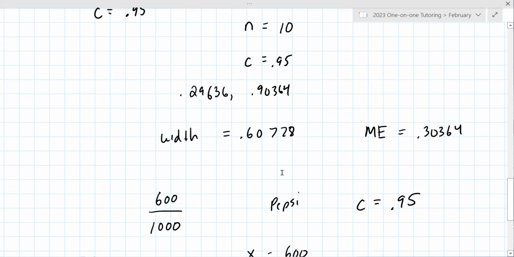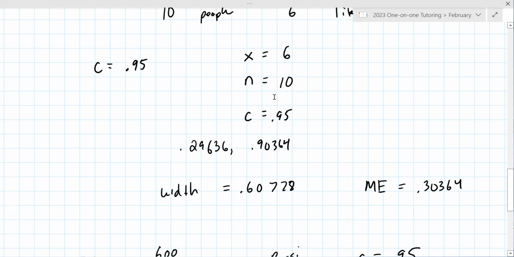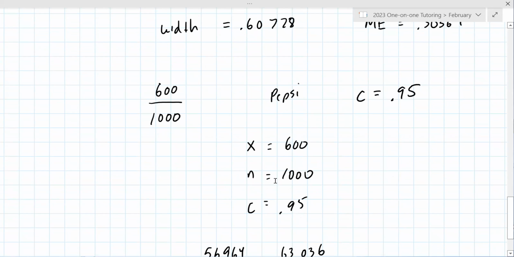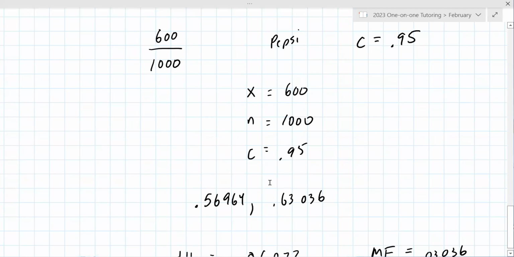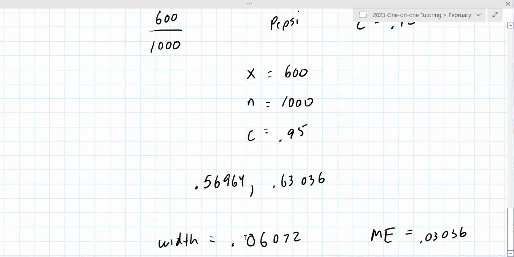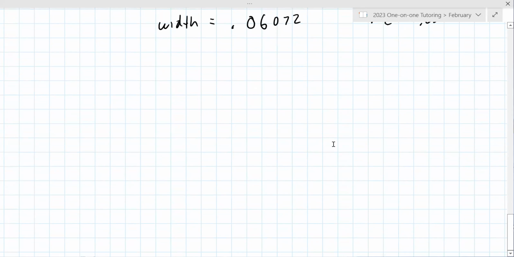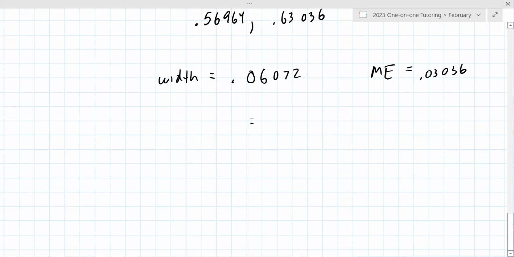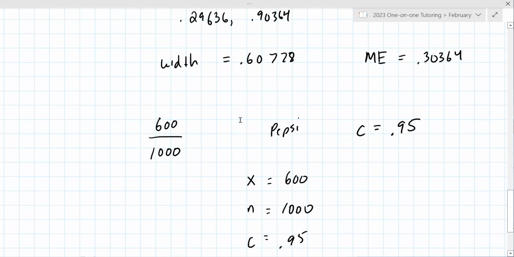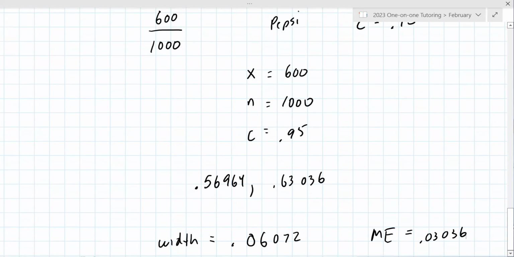Okay, so here is what we did in this problem. We first had a sample size of 10, and we had a width of 0.6. Then we increased the sample size to 1,000. What happened to the width? Did it go up or down? It was 0.6. Now it's 0.06. Yeah, it went down.